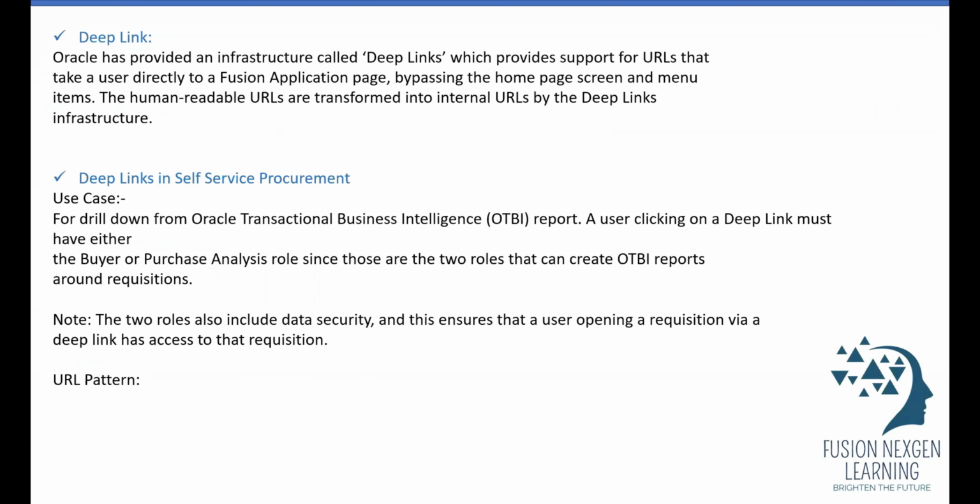Now, the two roles also include data security. Whenever you are configuring, you have to make sure that you have provided the data security, data access, in order to open the requisition. Let's take an example. You have configured the setup, and you won't be able to view or open the requisition. That means you don't have the privilege, the data access or security access, or you made a mistake while configuring the steps.